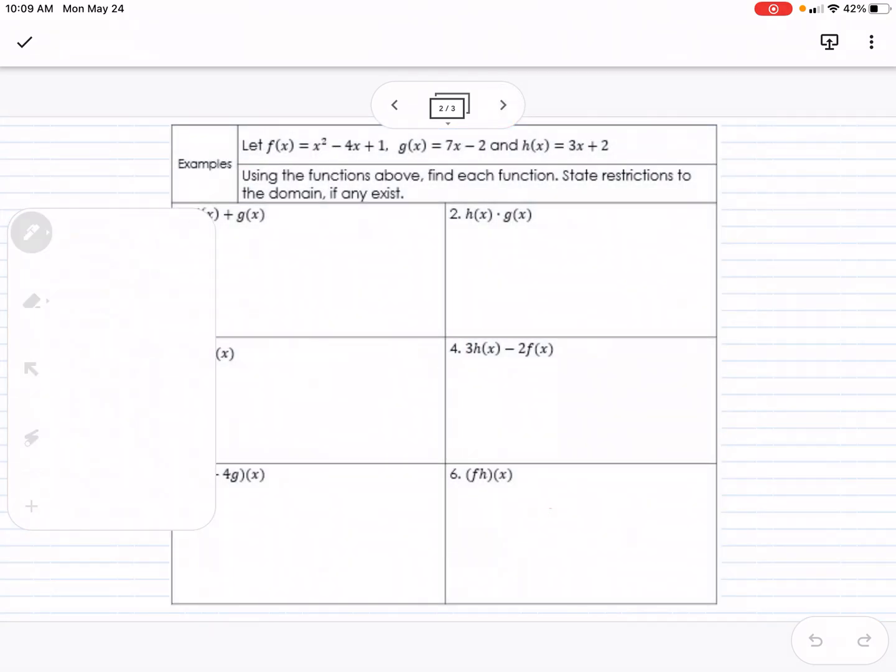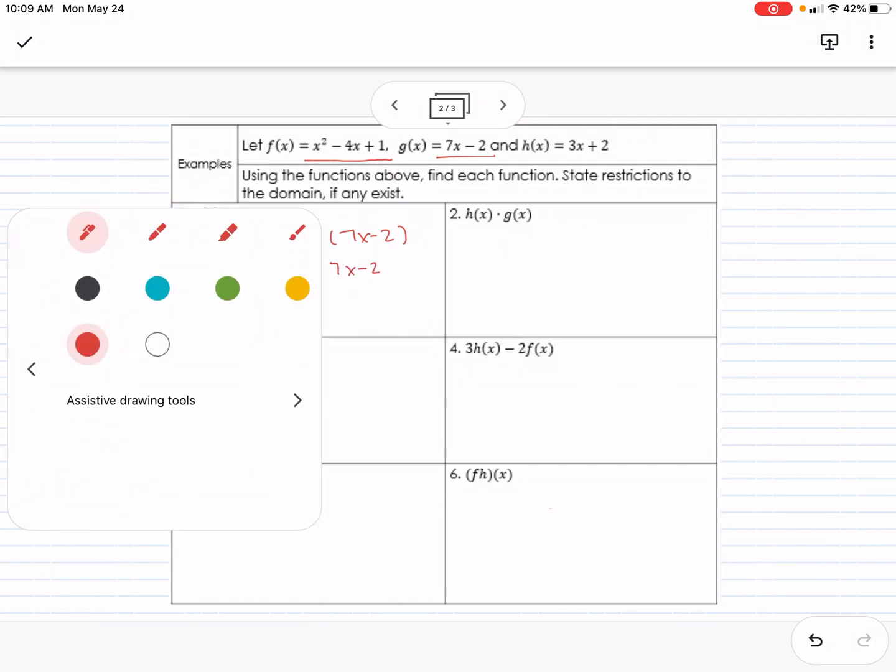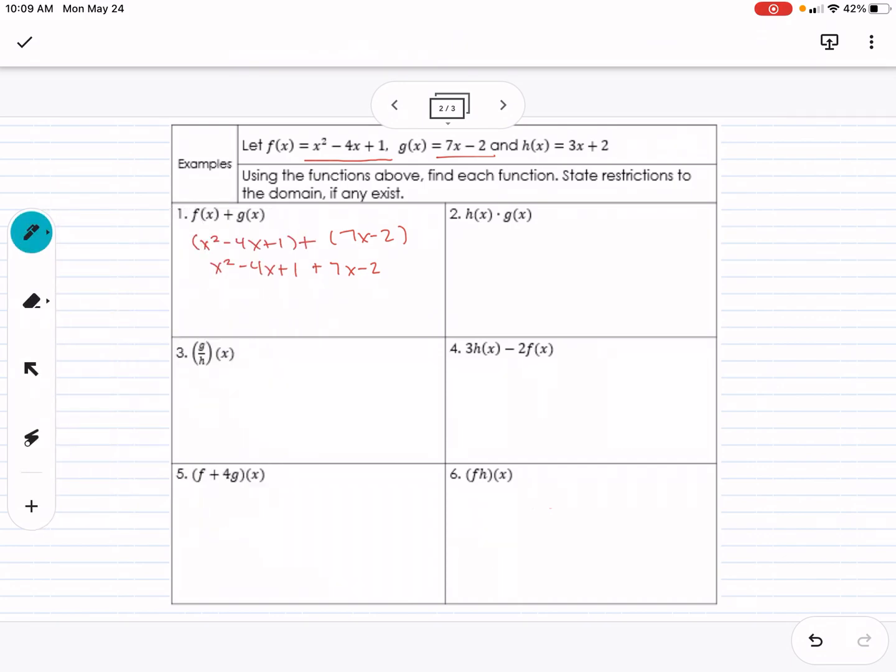So here we're going to do some examples. Number 1 wants us to find f of x plus g of x. So we're adding x squared minus 4x plus 1 with g of x, which is 7x minus 2. From here, you could just remove the parentheses and then combine like terms. So I have x squared. If I combine negative 4x with positive 7x, I get 3x. And then 1 minus 2 is negative 1.